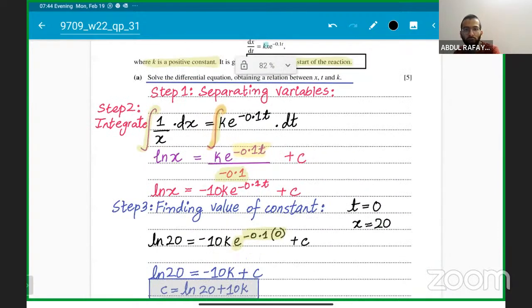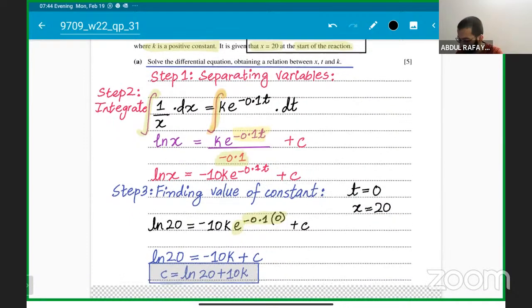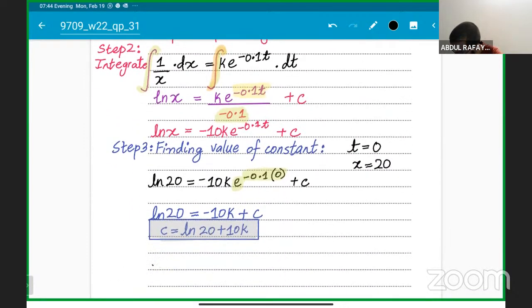In this question, it's very clear and crystal written that we have to solve the differential equation by obtaining a relation between them, not make anything the subject. So we just need to simplify: ln x is equal to negative 10 times k e power negative 0.1 times t, written everything as it is from here. And what is the value of c? ln 20 plus 10k.